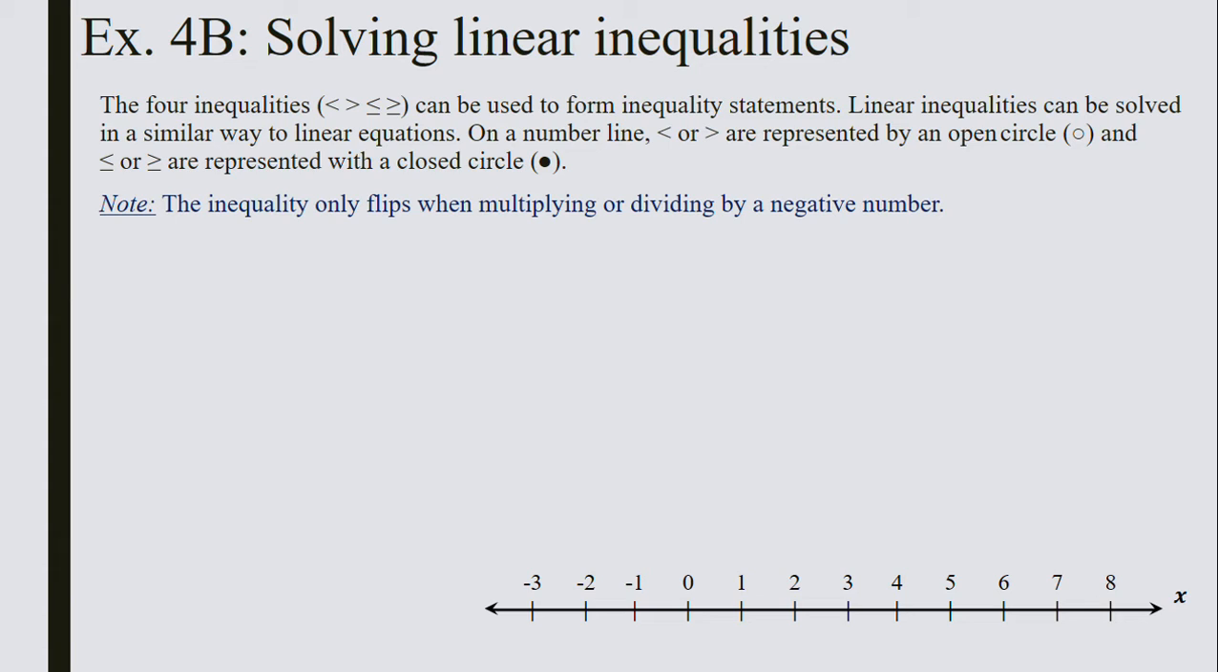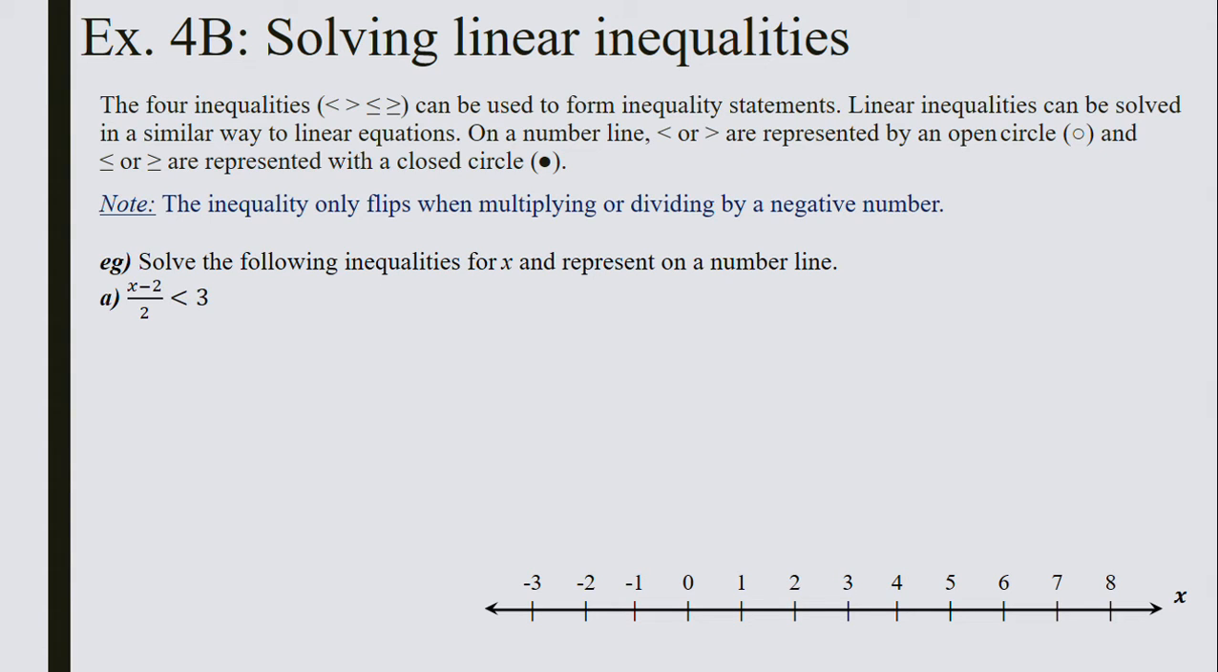On a number line, less than or greater than are represented by an open circle, and less than or equal to or greater than or equal to are represented with a closed circle. So I'll come up to that very soon. There's a little note there that we'll need shortly, so I'll come back to that when we need it as well. So we're going to solve three separate linear inequalities for x, and then we'll represent them on the number line down the bottom.